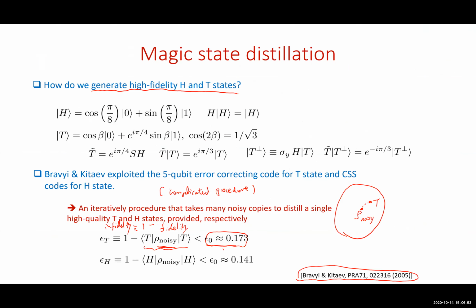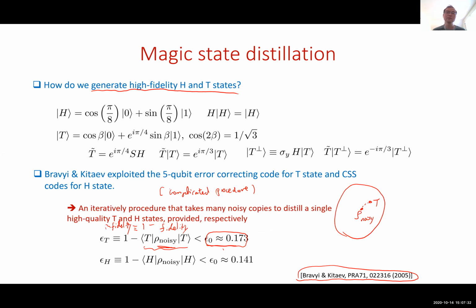Thank you. Okay, so the upshot is that if you have a noisy state that you could create by a noisy gate, and the noisy gate may take you not quite to T but close enough, then you could start from there. You could have many copies of the noisy state, and then distill very close to the ideal T state. Once you have the ideal T state, you can use it to implement the minus pi over 6 gate.